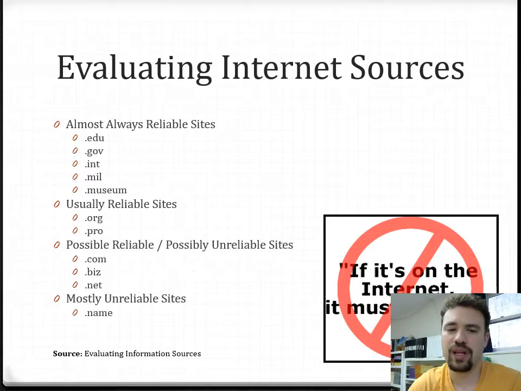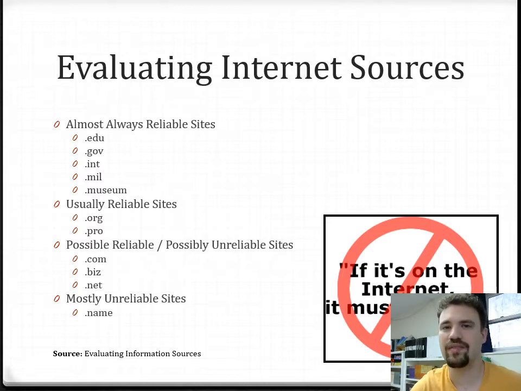Some possibly reliable or possibly unreliable sources, and I recognize that I have a typo there. Forgive me for the typo. So .com, .biz, and .net. It's pretty easy for anybody to get these types of web domains. So I'd say it's probably about 50-50 chance on these, right? They might be reliable information, but they also might not.